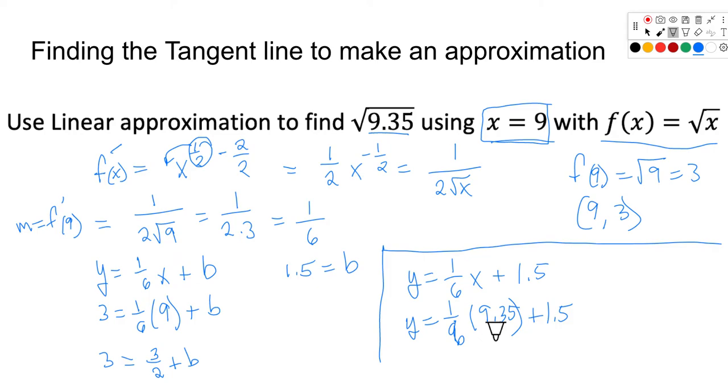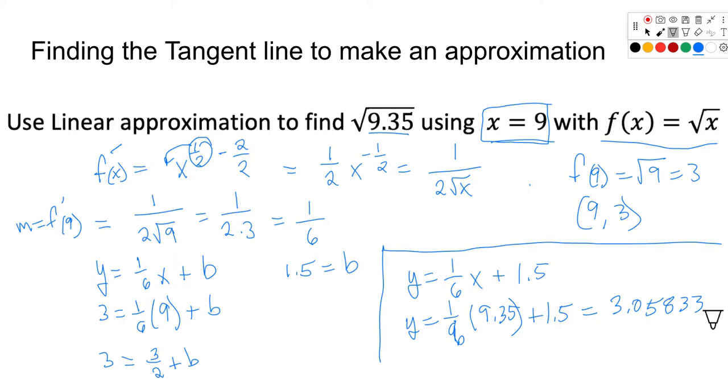So let's just do the arithmetic on this. 9.35 divided by 6 plus 1.5, just calculate it all together. That gets us 3.05833, repeating. Now, when we didn't have a graphing calculator or calculating tools, that might be a good approximation. Since we do have the tools, let's figure out how close we are.